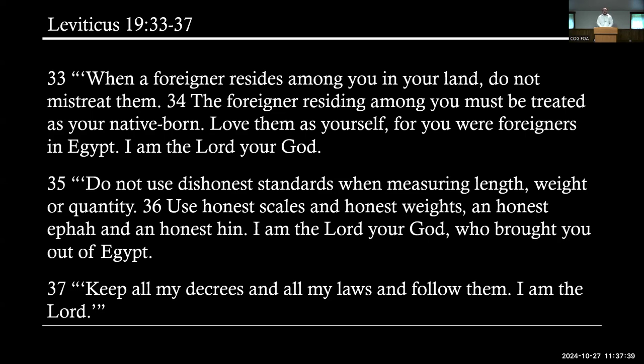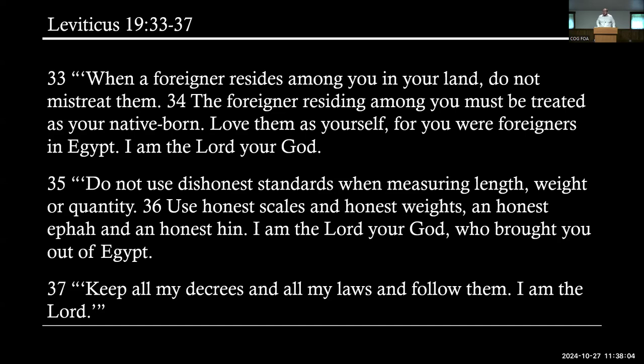Do not use dishonest standards when measuring length, weight, or quantity. Use honest scales and honest weights, an honest ephah and an honest hin. I am the Lord your God who brought you out of Egypt. Keep all my decrees and all my laws and follow them. I am the Lord.